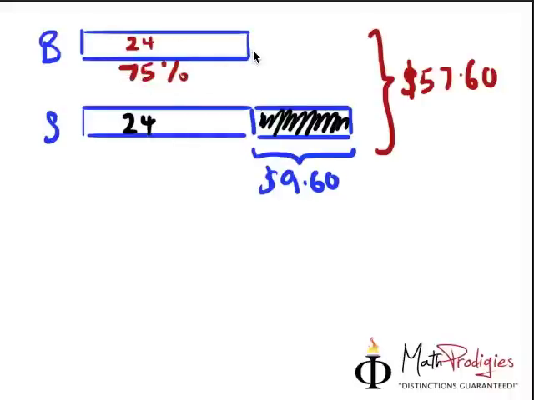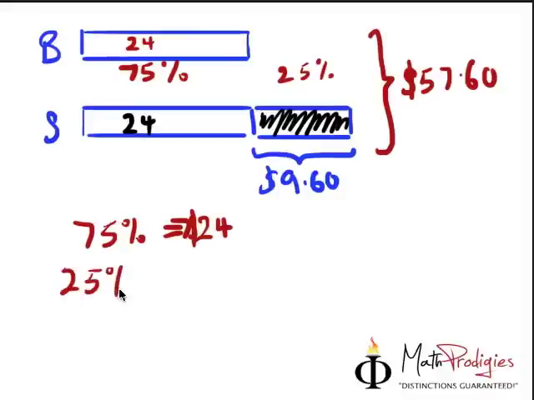So if 75% is 24, what is the discount given? The discount is 25%, right? So let's find out. If 75% is $24, what is 25%? Again, I'm going to do a very quick method here. You have to start learning this.